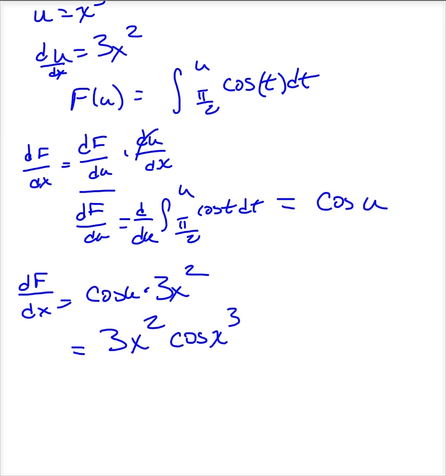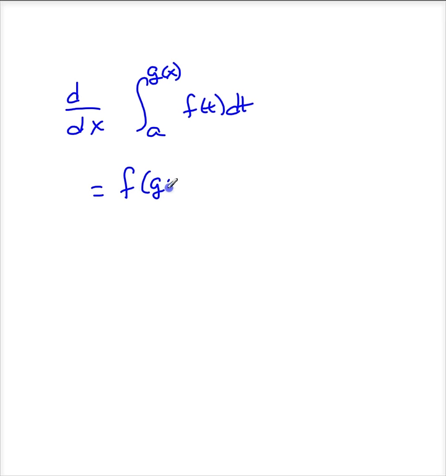Now you're going to see in general that the derivative with respect to x of the integral of a function, say, let me just do one, from a constant to some function g of x of f of t dt. If I take the derivative of this, it's going to be f evaluated at g of x times the derivative with respect to x of g of x.